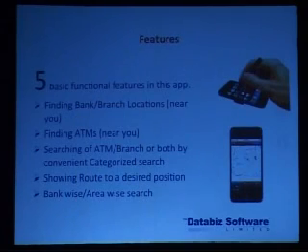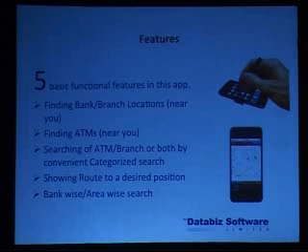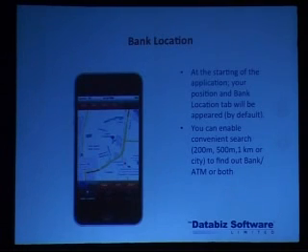Back to the last one. The fourth is showing the route to a desired position. This is also another important point. For example, you know the position, but you don't know the route, so it will give you the route as well. And lastly, bank-wise and area-wise search: in a certain area, how many branches or banks are there. So this is the first thing.